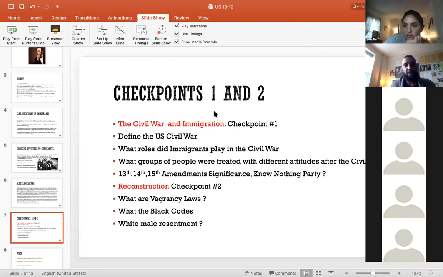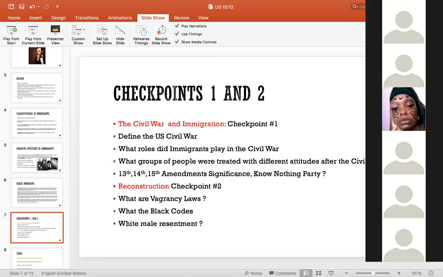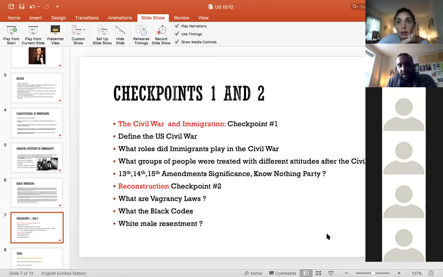So the Civil War and immigration is what we just went over. Someone tell me, what was the U.S. Civil War? What was it? Define it. What was the Civil War? Who was it fought between? Was it fought between America and another country? Ashane, what do you think is the Civil War? If you had to have a definition, what's the Civil War?